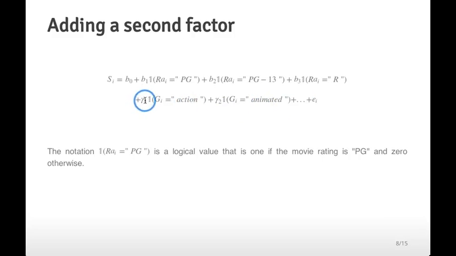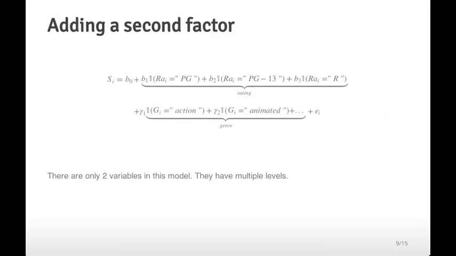But now I have a coefficient gamma 1 times an indicator that it's an action movie, and this works the same way, where for the ith movie, if it's an action movie, then this is equal to 1, and otherwise it's equal to 0. And here again, if the ith movie is an animated movie, this is equal to 1. Otherwise, it's equal to 0. And so we've added this second set of terms to the model. And so that's actually only a second variable.